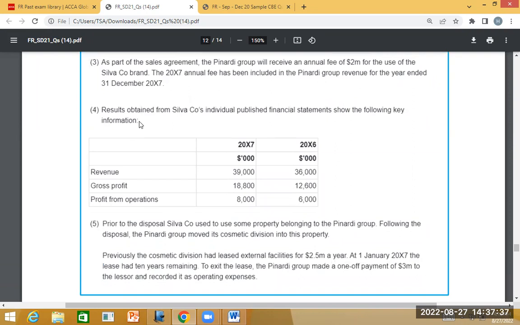The results obtained from the Silva company's individual published financial statements were as follows. In 2006, Silva's revenue was 36,000 and now it has improved to 39,000. So this 39,000 is not a part of the group sales right now. To make the two results comparable, you need to remove the result of the Silva company from the previous year itself. That's the gross profit and operating profit margins.